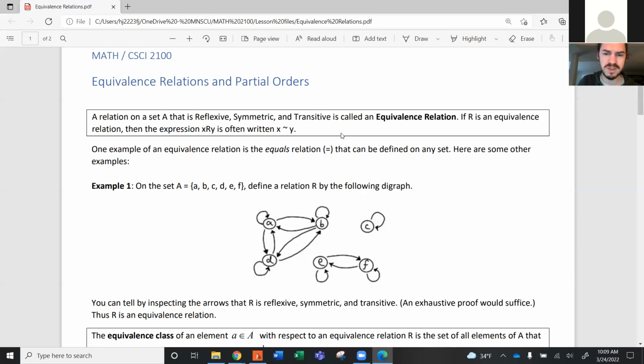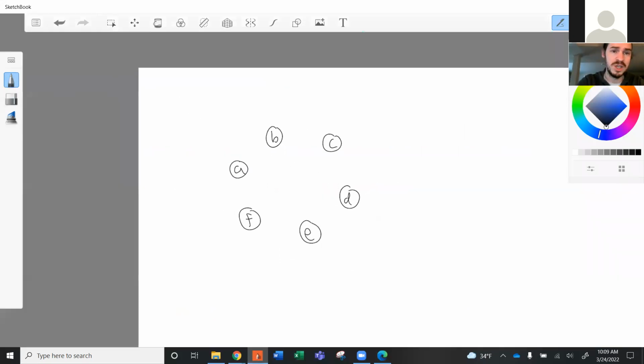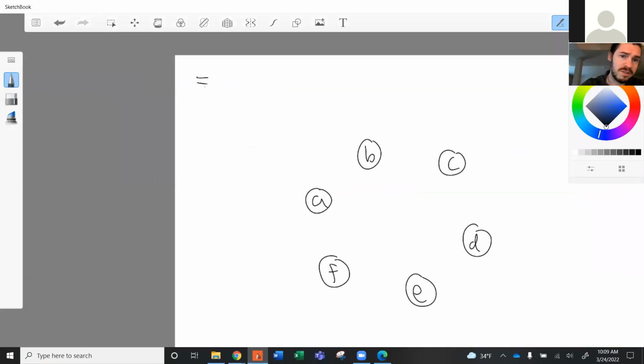But there's a bunch of other symbols that you'll see used for equivalence relations. Like I've already said, equals is one of them, but equals is a very specific relation. You'll also see this notation here used to mean equivalence. So either of those symbols is a generic equivalence symbol.